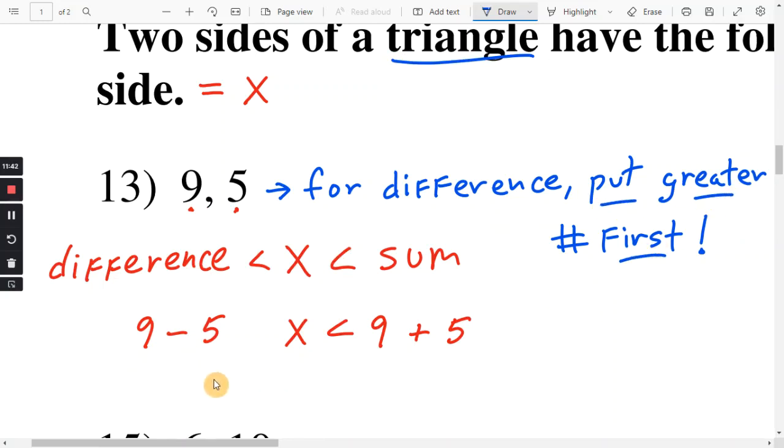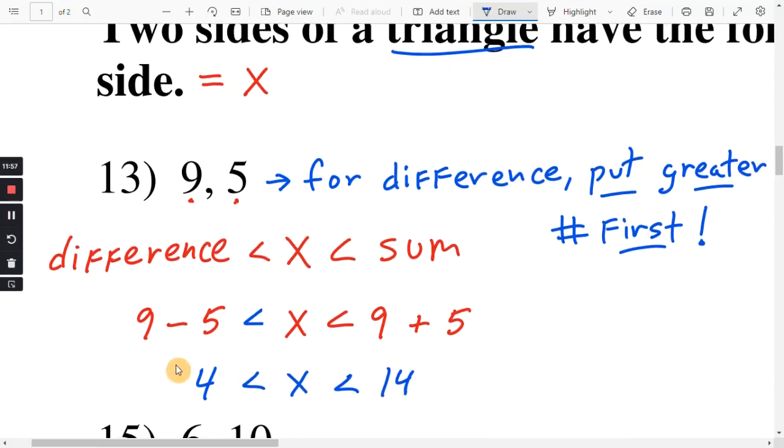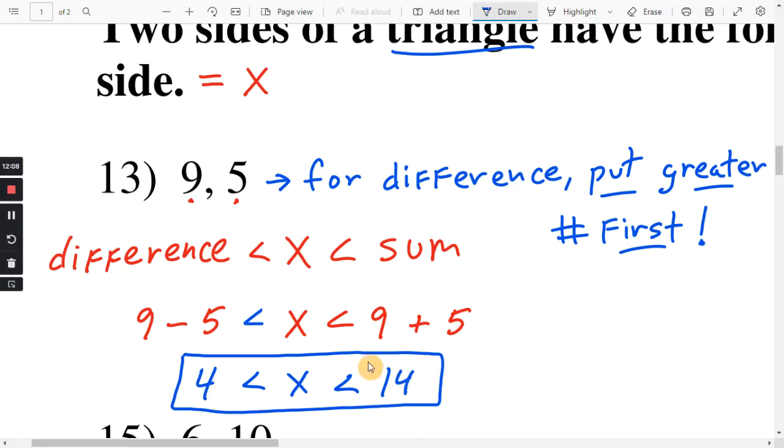All right, so 9 minus 5 is 4. And that is going to be less than x. And 9 plus 5 is 14. And 14 is going to be greater than x. So that's your answer. x is going to be between 4 and 14. And it's not equal, so it doesn't include 4 and it doesn't include 14. So basically any number, it could be 4.1, it could be 13.9, any number in between 4 and 14.